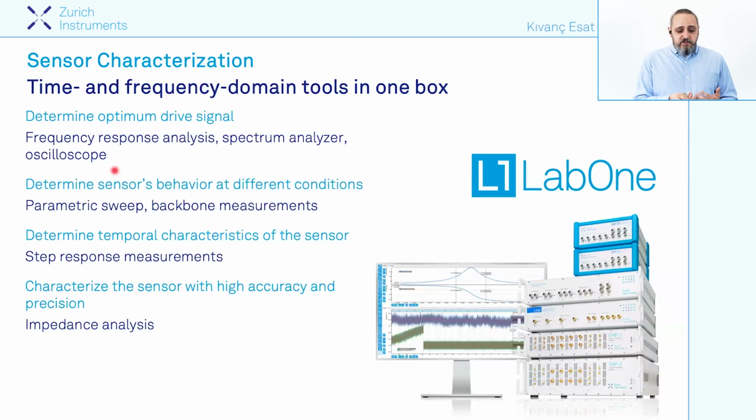But determining the drive signal is not the only thing. We also have various parameters like bias voltages and certain drive amplitudes that we also need to characterize and essentially sweep in a certain parameter space. And this is done by a parametric sweep. For instance, backbone measurements are addressed this way.